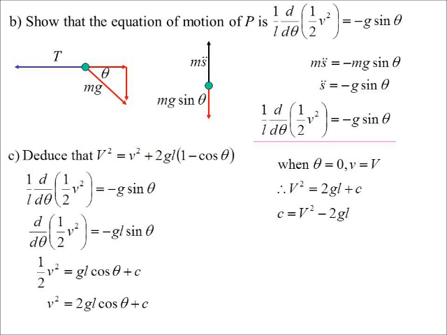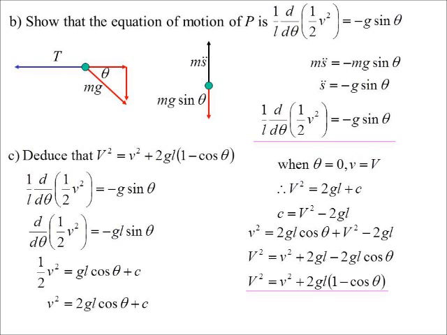Now, some initial conditions. We said that when theta was equal to 0, we're going to send it off with a velocity of capital V. So from that, we can work out our constant is capital V squared minus 2gL. Sub that in, and then it's just a little bit of playing with the algebra, rearranging it to make it look like what they want us to get. So it's got V squared plus 2gL outside of 1 minus cos theta.